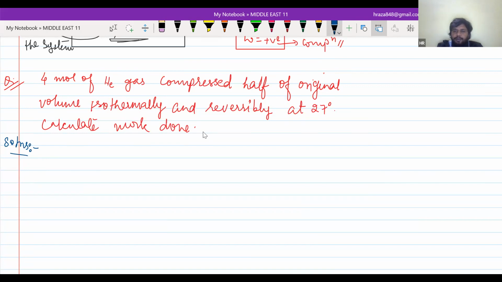If you have any doubt regarding this, ask me, whether it is log or whether it is unit.